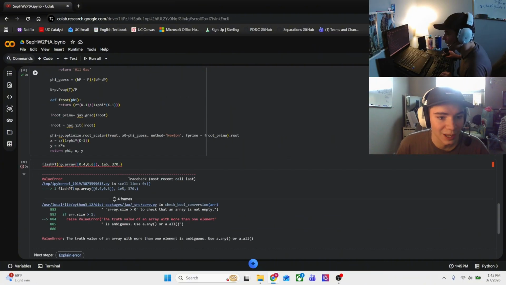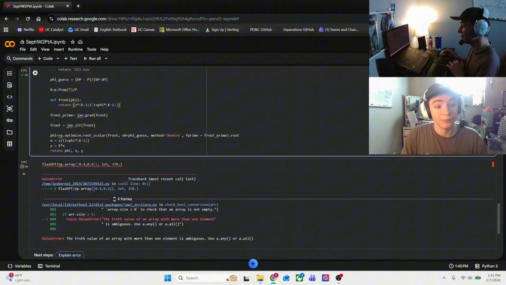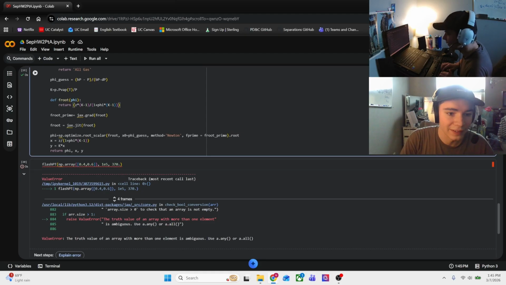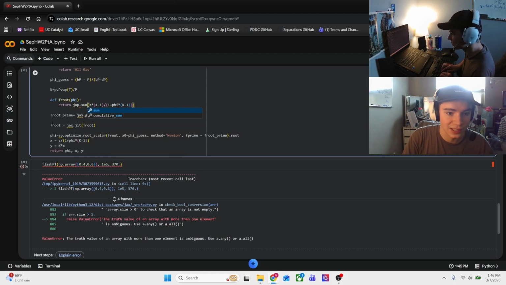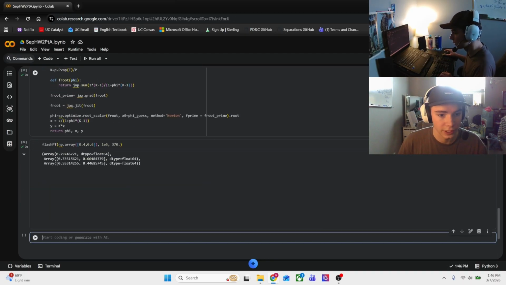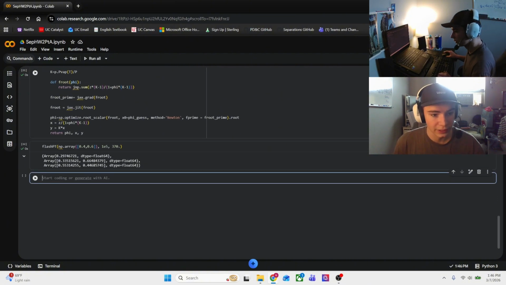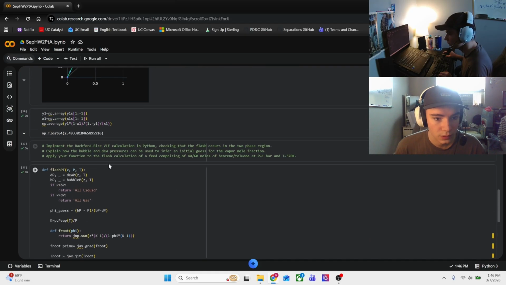All right, so I found my problem. I need to take the sum of this, as we talked about up on the board. It's pretty important. So jax.numpy.sum of all of this, and that should hopefully fix our error. And it did. Look at that. So it found our phi value. It found our composition of benzene and toluene in the liquid phase and in the vapor phase.